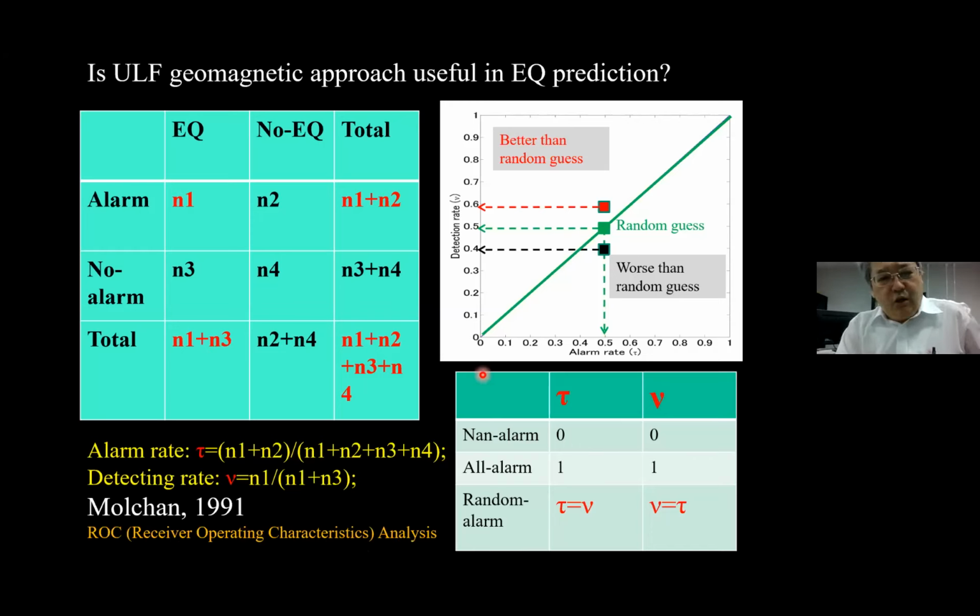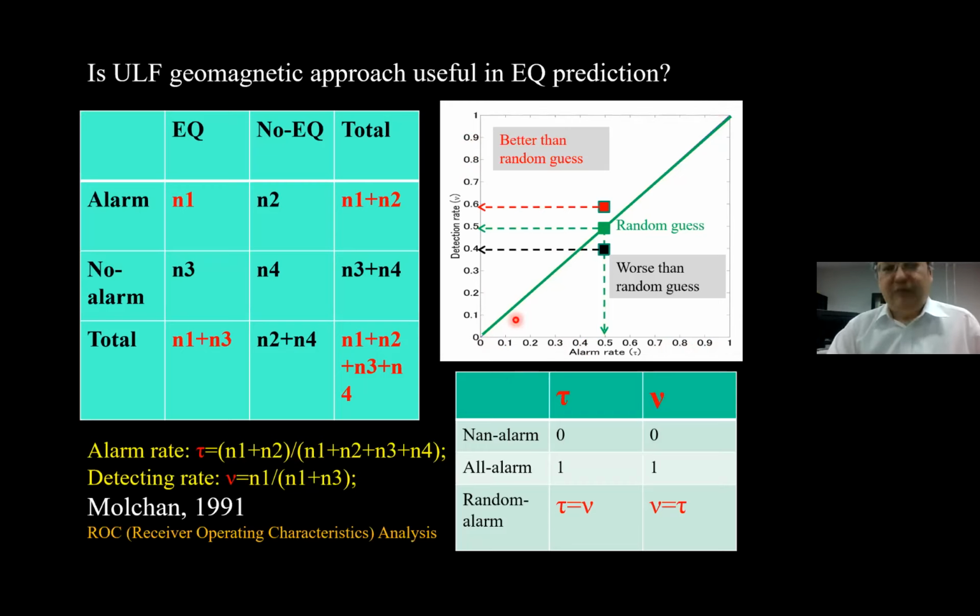For the Molchan error diagram, the horizontal axis is the alarm rate, so this is what percentage of time we issue alarm. Vertical indicates detection rate, the successful rate: how many earthquakes are detected. One indicates all earthquakes detected. On this axis, one indicates we issue alarm on all days. 0 means no alarm issued. The random case is given by this green line.